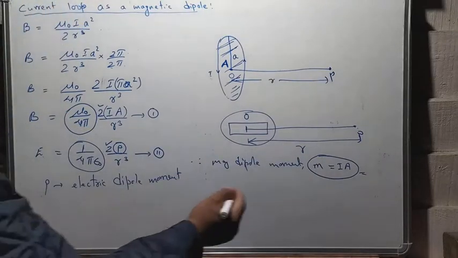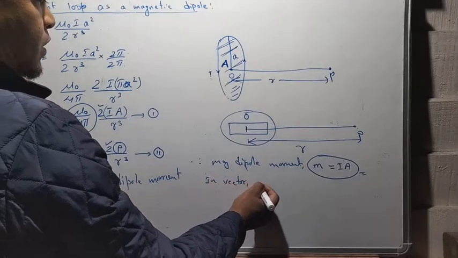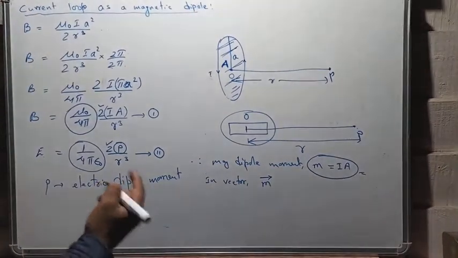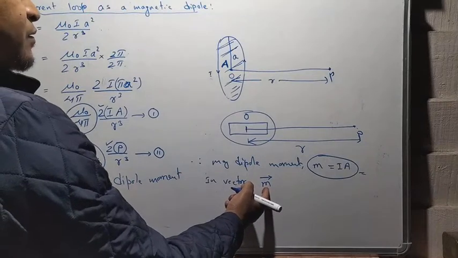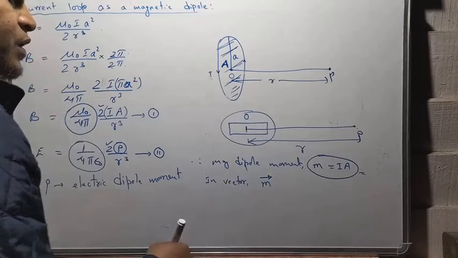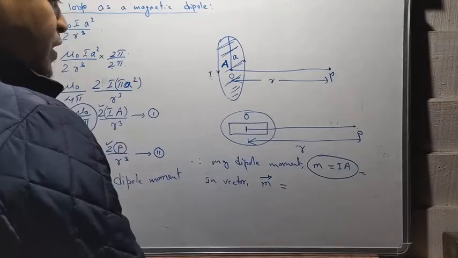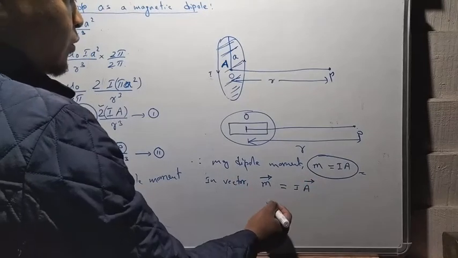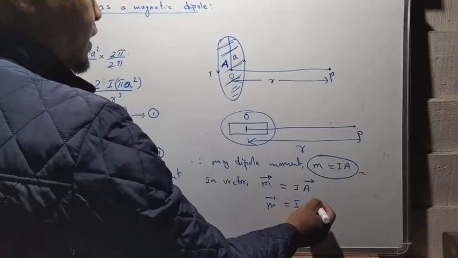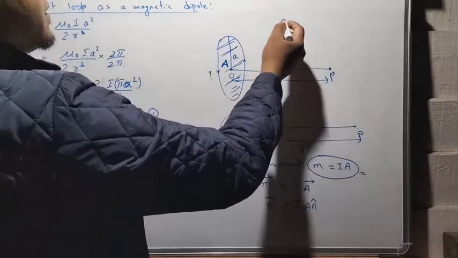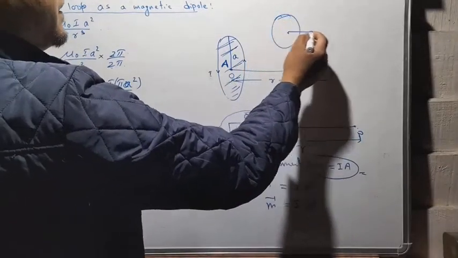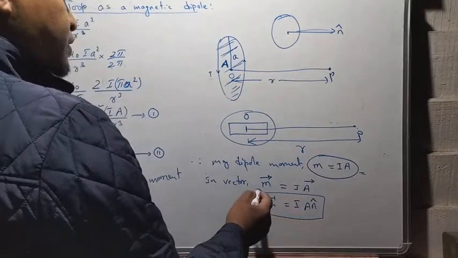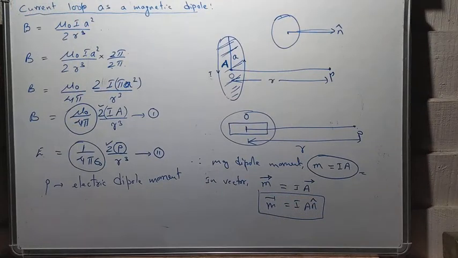Now in vector form, m arrow, because m is a vector quantity, so it has a direction. Any quantity which has a direction can be written with an arrow on top of that letter. So in vector form, m arrow is equal to I A arrow. When I say A arrow, it means A times n cap, where n cap is the normal perpendicular to the plane of the loop. This is the equation of the magnetic dipole moment of a current carrying circular loop in vector form.